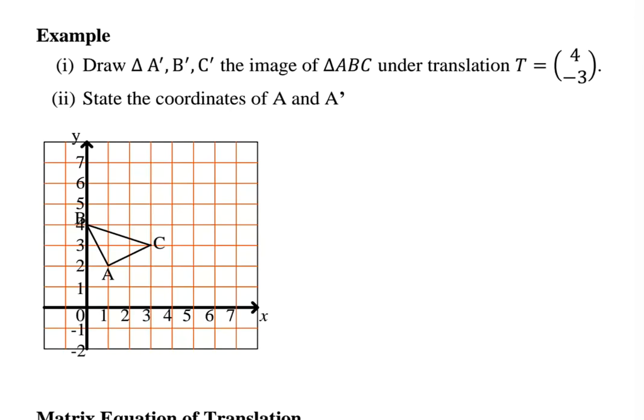All right, let's have a look at an example. It's a simple example here. In this example, you're asked to draw a triangle A prime, B prime, C prime, the image of triangle ABC under translation T, which is (4, -3). Now, translation (4, -3), the top value represents horizontal movement. It is positive. It means that this entire shape is going to be moved 4 units to the right horizontally and 3 units vertically downwards.